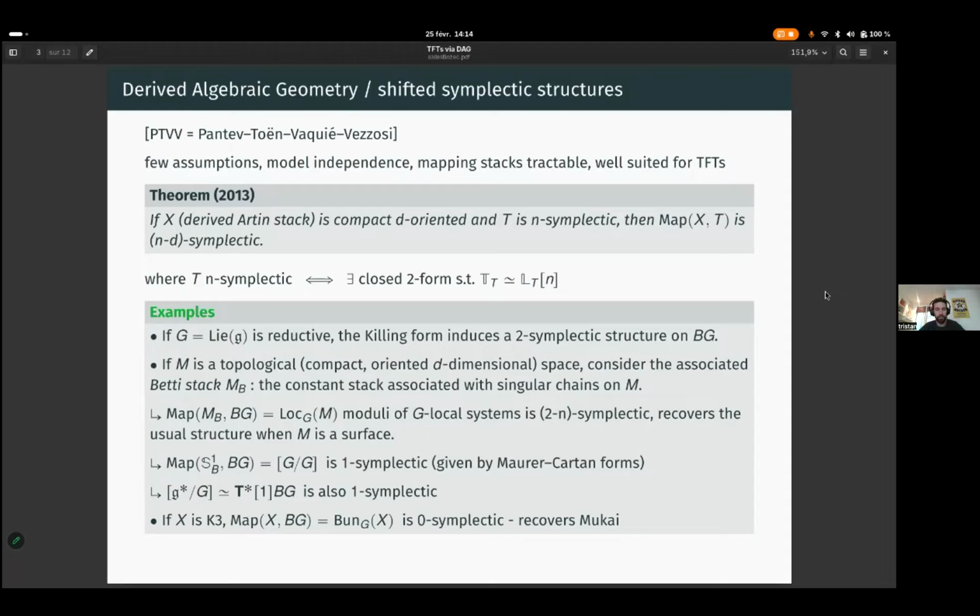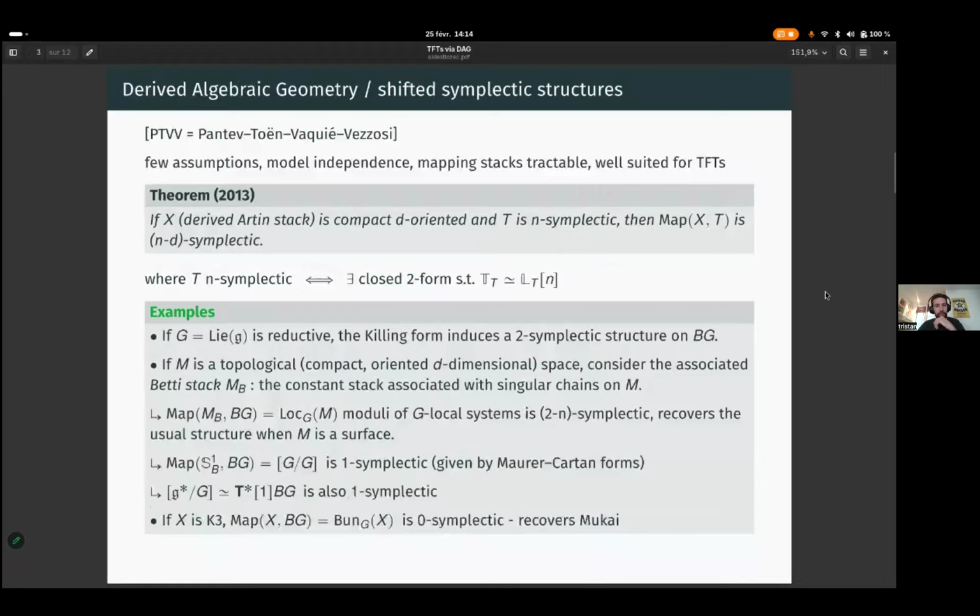example. Well, another example is when, you know the importance of the Calabi-Yau property in this theory, maybe. For instance, when X is K3, the mapping stack from X to BG means considering the classifying moduli stack of G bundles on X. So in this case, we recover something symplectic in the usual sense, which is something already known since Mukai. Okay, we'll see more about Calabi-Yau stuff later.